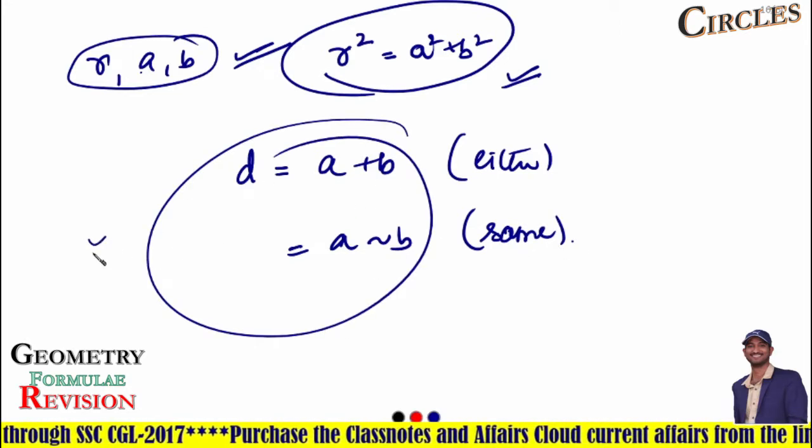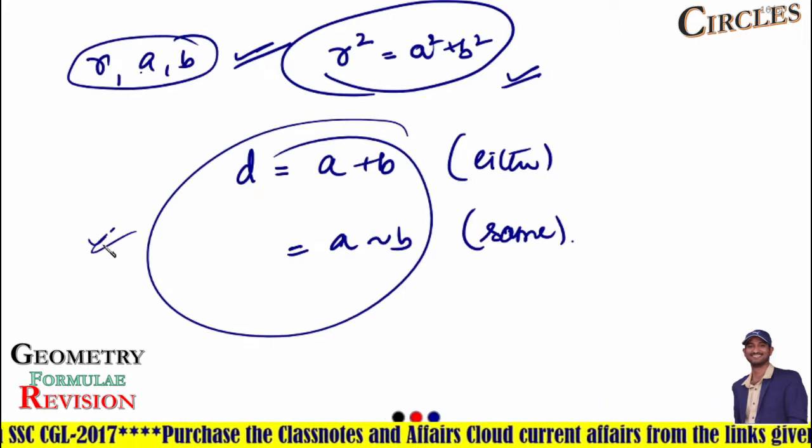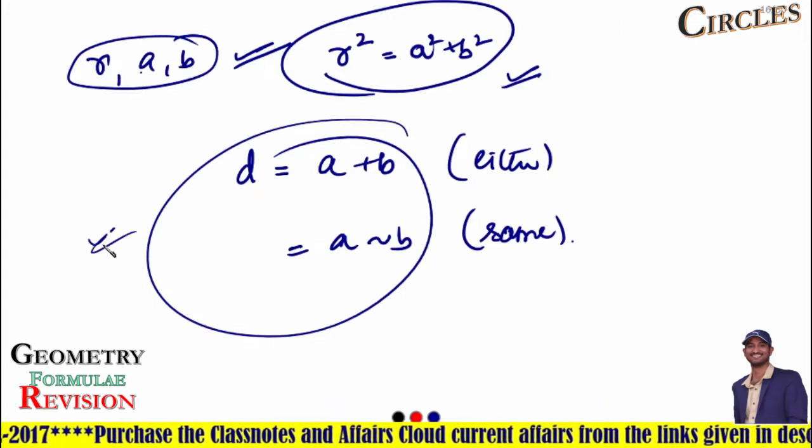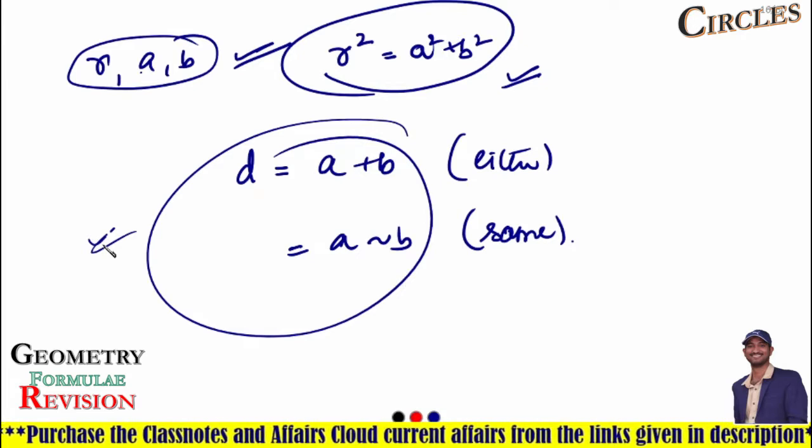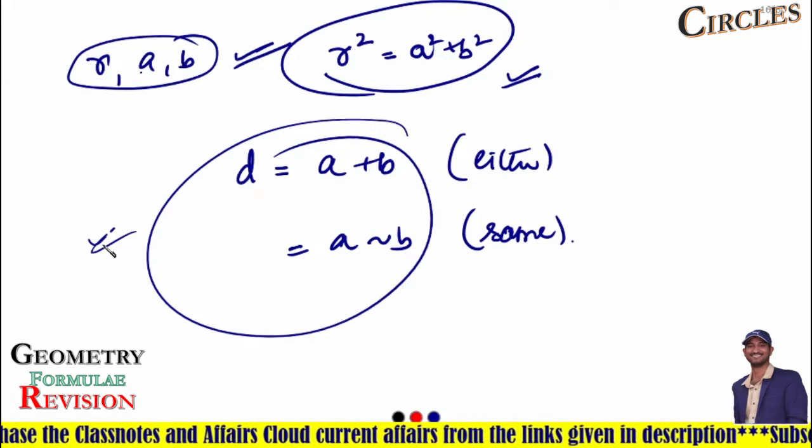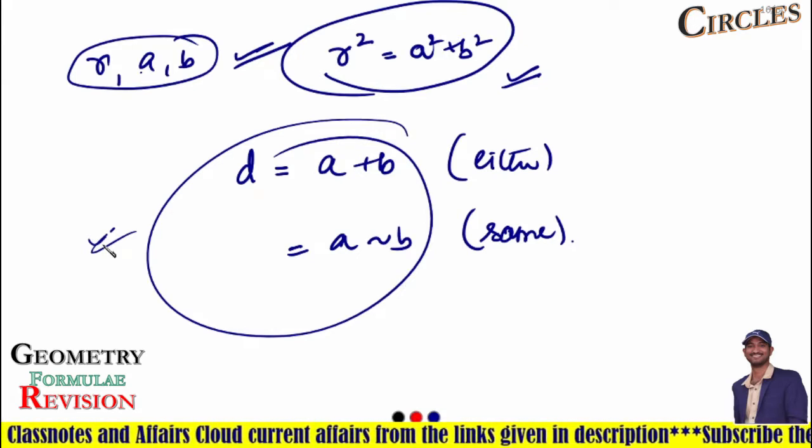Directly you can remember these values. Is it clear? So it is one of the most important properties in case of parallel chords. That's it.